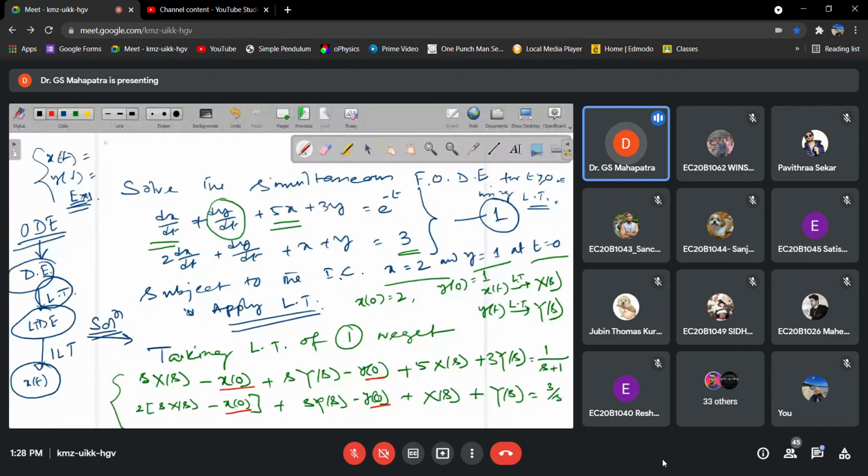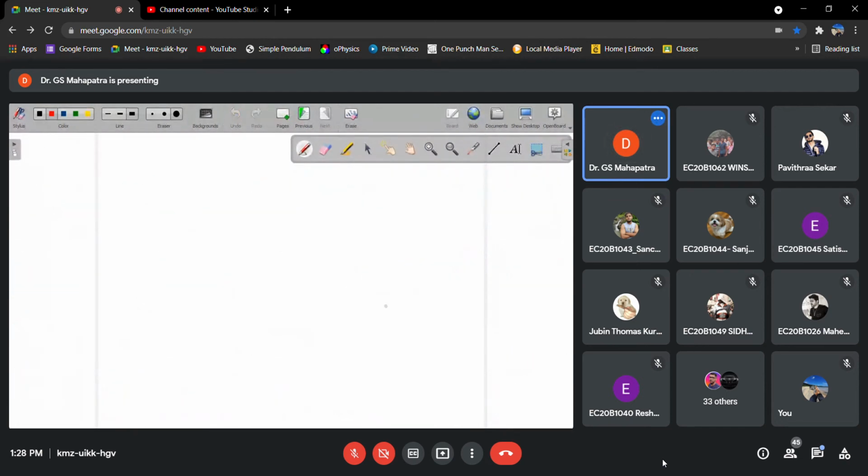So I will go to the next page. Now, substituting the given initial conditions, we get... you just tell me, and after that, what will be the answer?